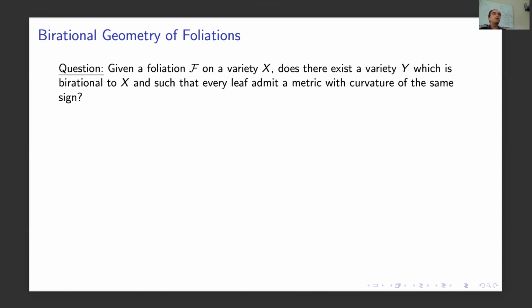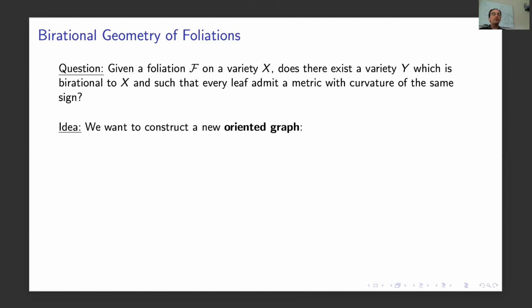One question that we can ask, which is somehow similar to trying to prove these kinds of statements but in terms of foliations: given a foliation on a variety X, can we find a new variety Y, which is birational to X, and for which the induced foliation admits leaves which all have curvature of the same sign? So they are either positive, or negative, or zero curvature. This is very vague, but somehow this justifies the Minimal Model Program for foliations.